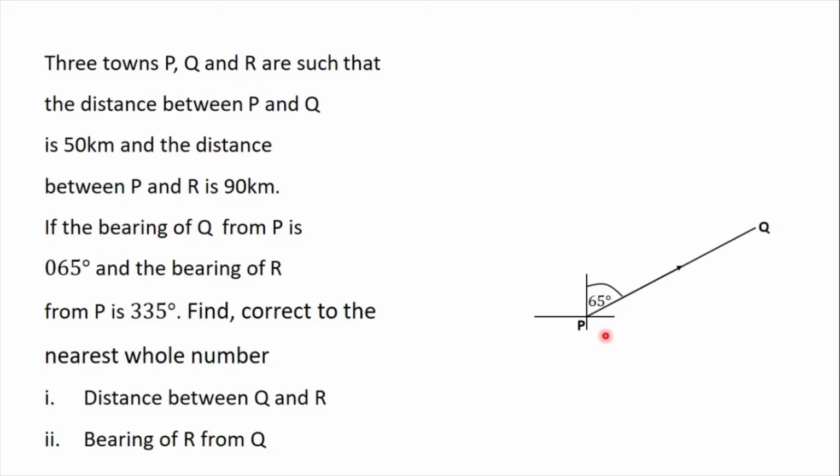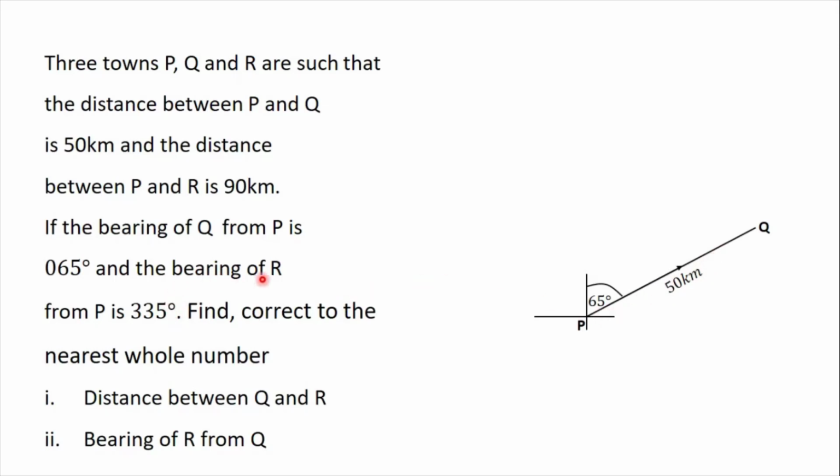So we are looking for the bearing of R from P. So we are still taking the bearing from P. So 335 degrees will be between 270 degrees and 360 degrees. So it will be in this quadrant. So now don't forget that the distance from P to Q is 50 kilometers. So it indicates that on the line that you draw.